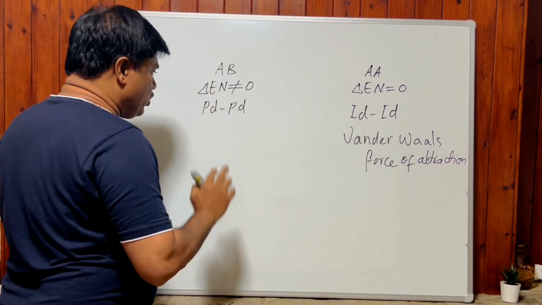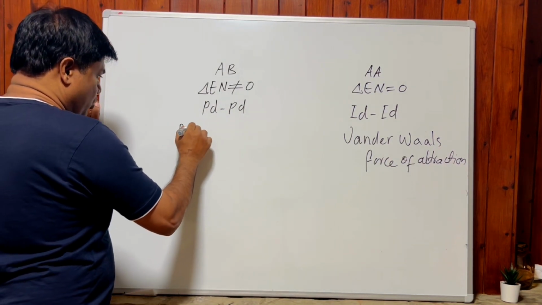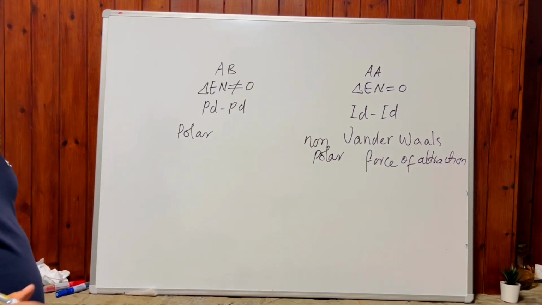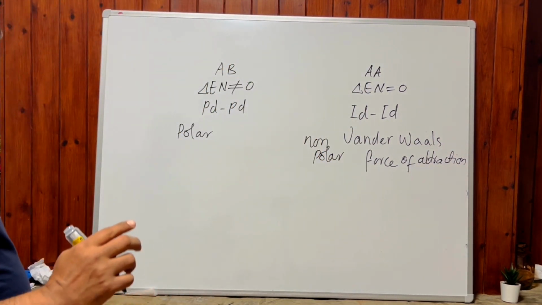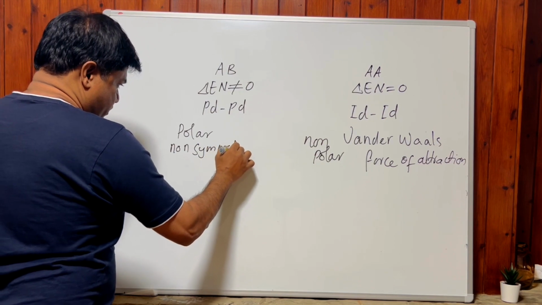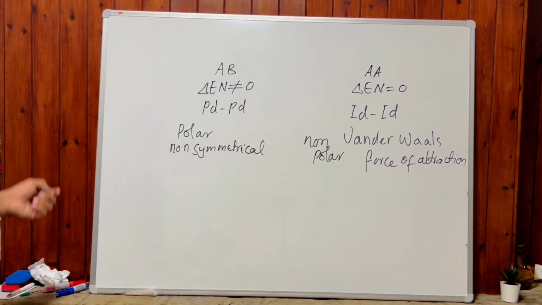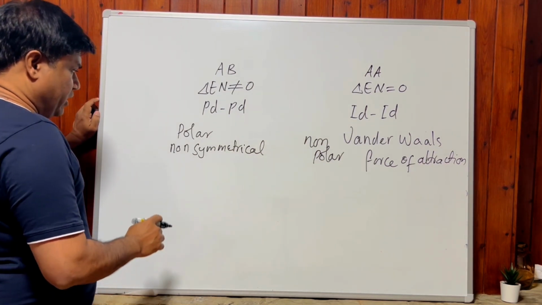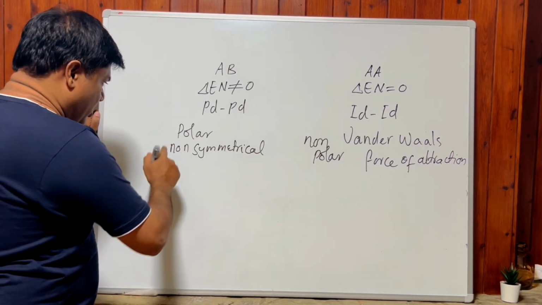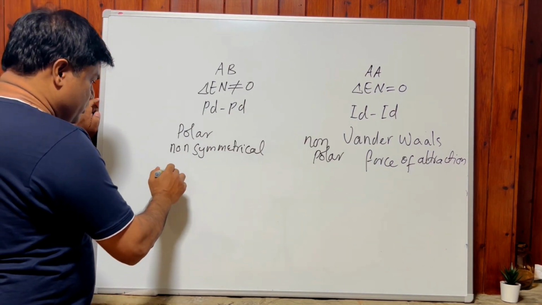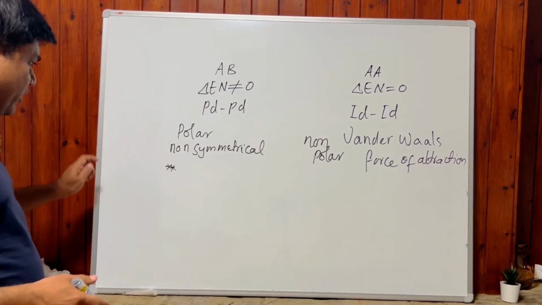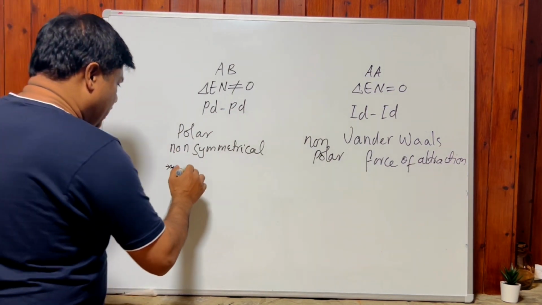Now, if a molecule is polar, all the polar molecules are non-symmetrical. Mostly polar molecules are non-symmetrical, like ammonia. With ammonia, you can't cut the molecule into two equal halves because there will be a net dipole. Polar, non-symmetrical, and presence of lone pair. What are the conditions? If a molecule has a lone pair, then the molecule is polar, non-symmetrical, and has a presence of lone pair.